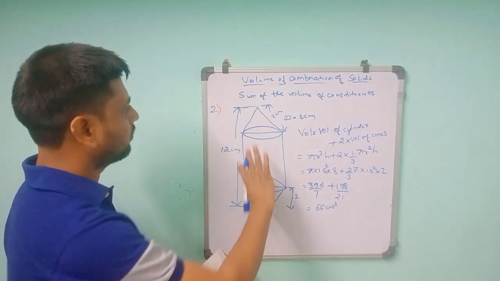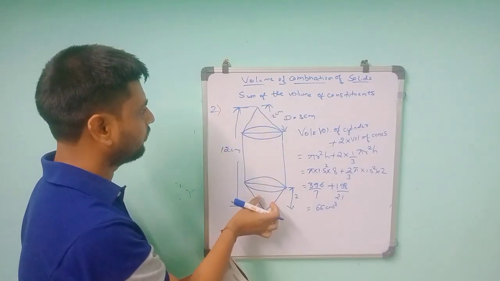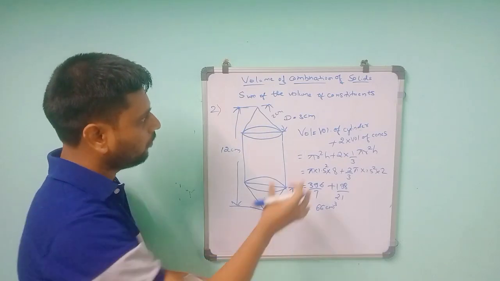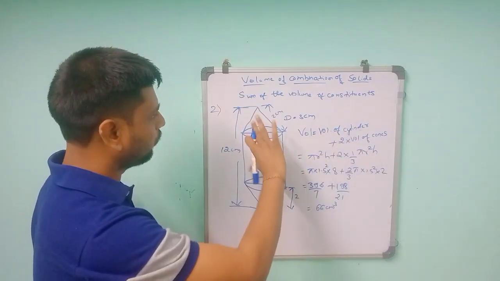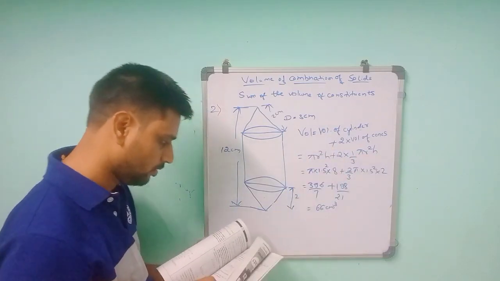So you only have to take the cylinder and the two cones attached to it, at the two ends, upside and downside. So the volume will be the volume of the cylinder plus 2 into the volume of the cones. The volume of a cone is 1 by 3 pi r square h and the volume of a cylinder is pi r square h.